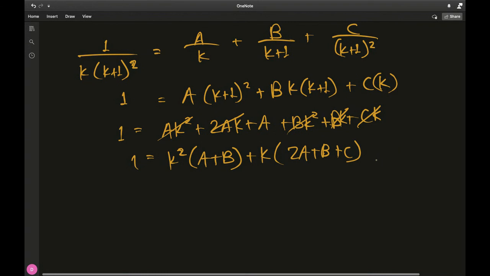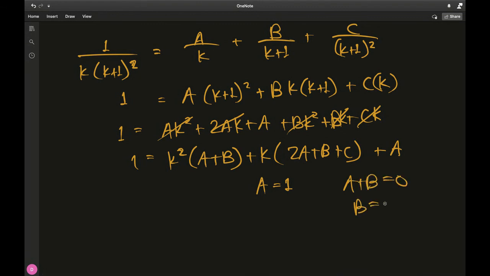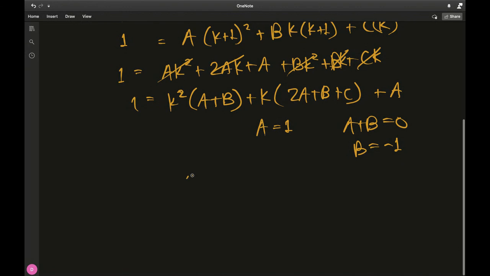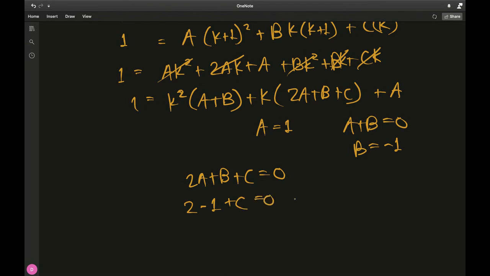And then the constant term is just a. So you know what that means? That means that a is equal to 1, a plus b is equal to 0, but since a is 1, b has to be negative 1. We know 2a plus b plus c is 0. Substitute whatever we know in. So we have 2 times 1, which is 2, minus 1 for the b, plus c is equal to 0, and that means c is equal to negative 1. So a is 1, b is negative 1, c is negative 1.